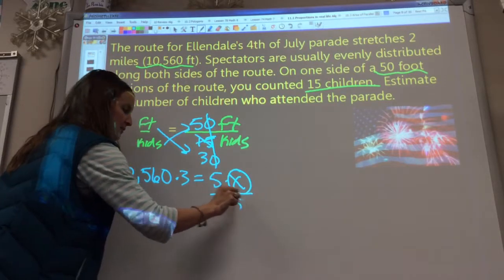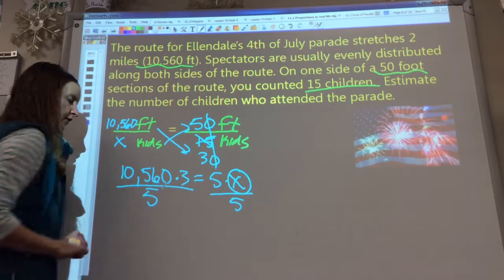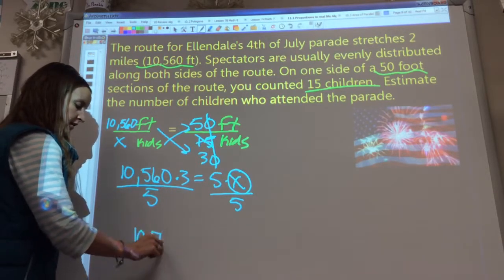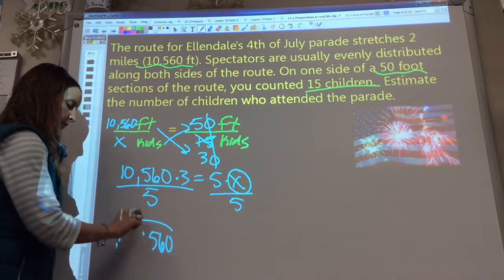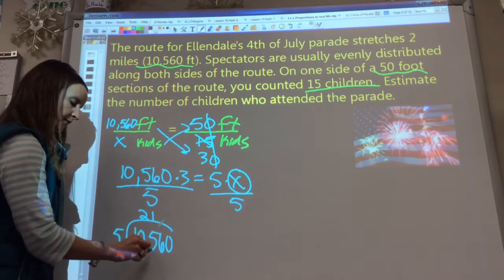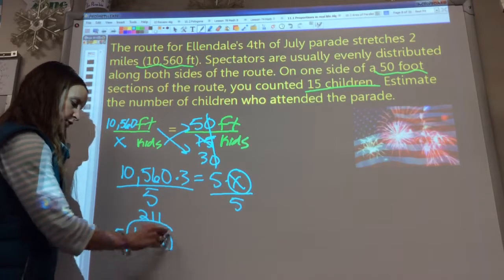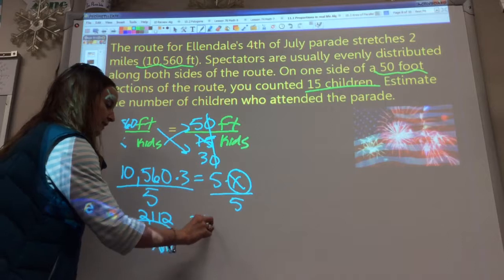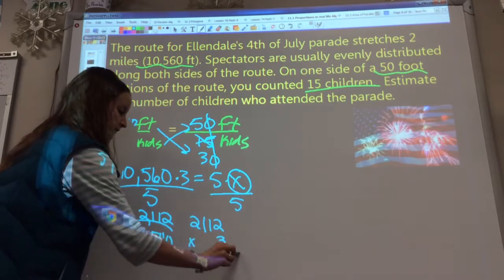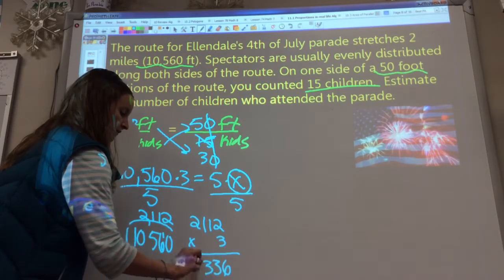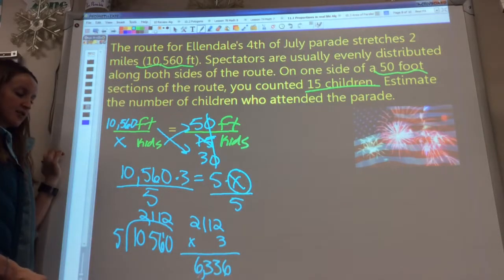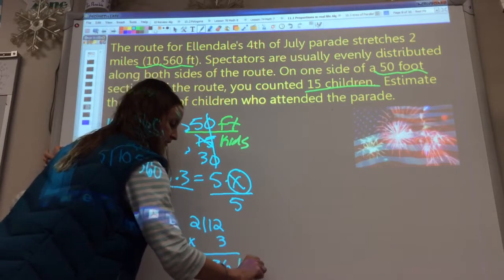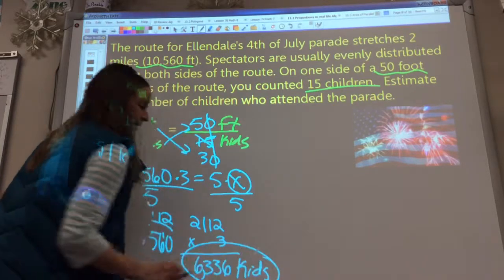We divide both sides by 5. Okay? And then look at this. How many times does 5 go into here? Well, this is where we can just set up a little side problem. 2, 1, 1, remainder 1. Okay, it would be that. And then we just have to multiply this number by 3. 6,336. What does that represent? Kids, or total kids at the parade.